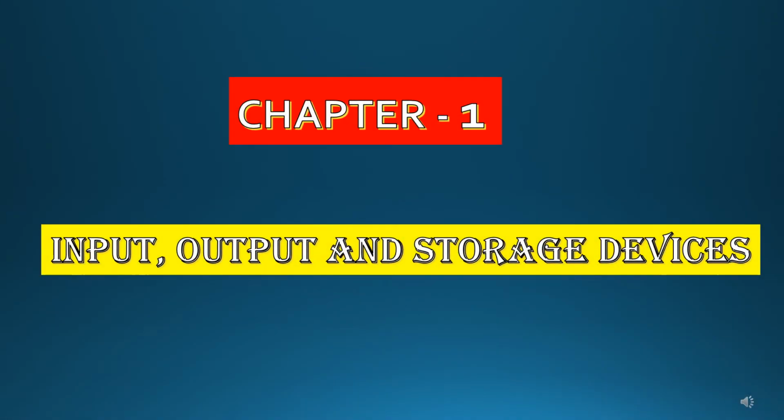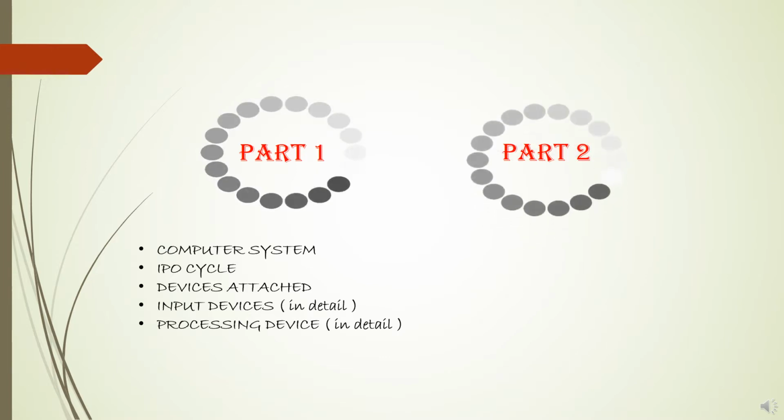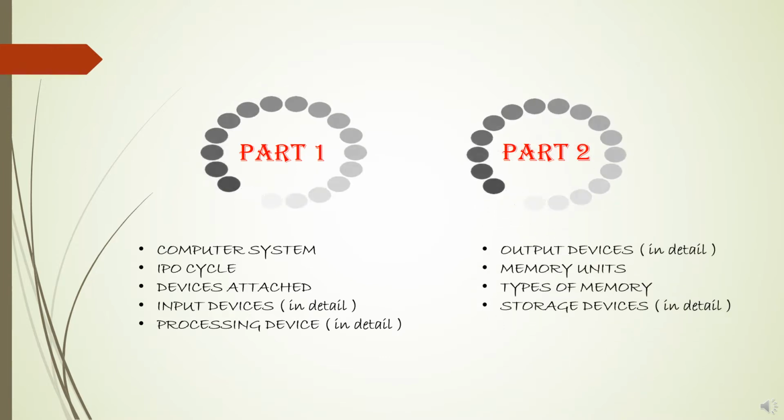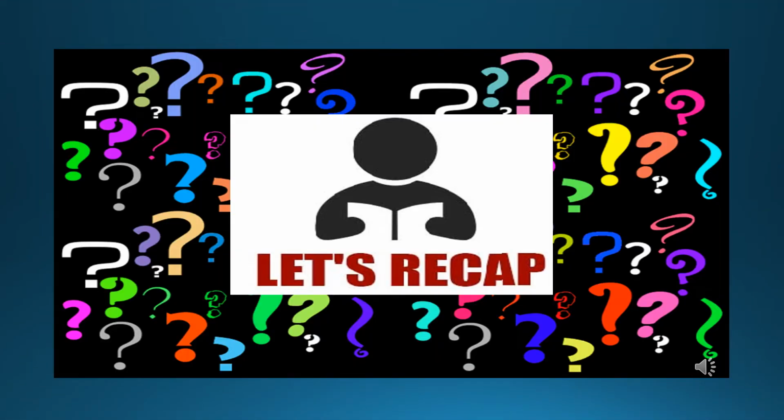I'm sharing this video with you, which will help you revise the concepts of Chapter 1 of your computer textbook, that is Input, Output, and Storage Devices. I had already mentioned in my first video that the entire chapter I am going to divide into two parts. The first part has been covered in the first video. This video will be focusing on the second part, which is going to cover these four topics: output devices, memory units, types of memory, and storage devices. So let's start the recap.